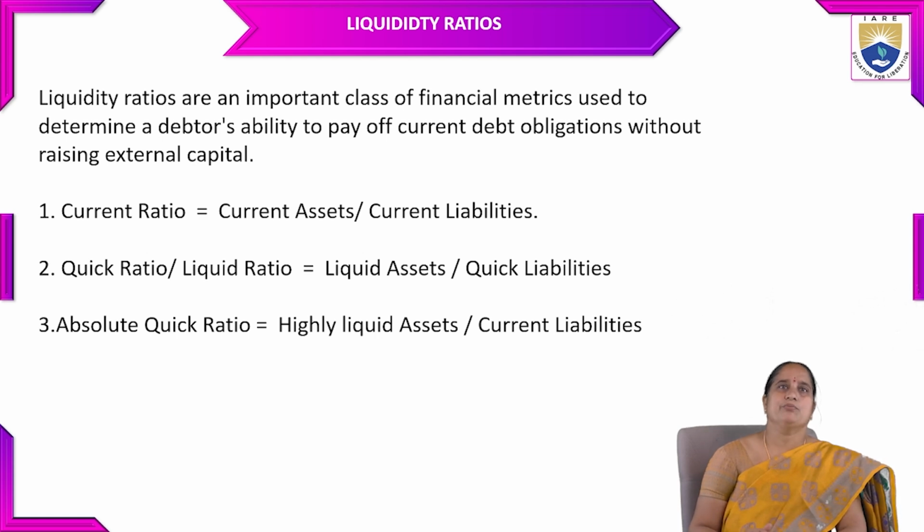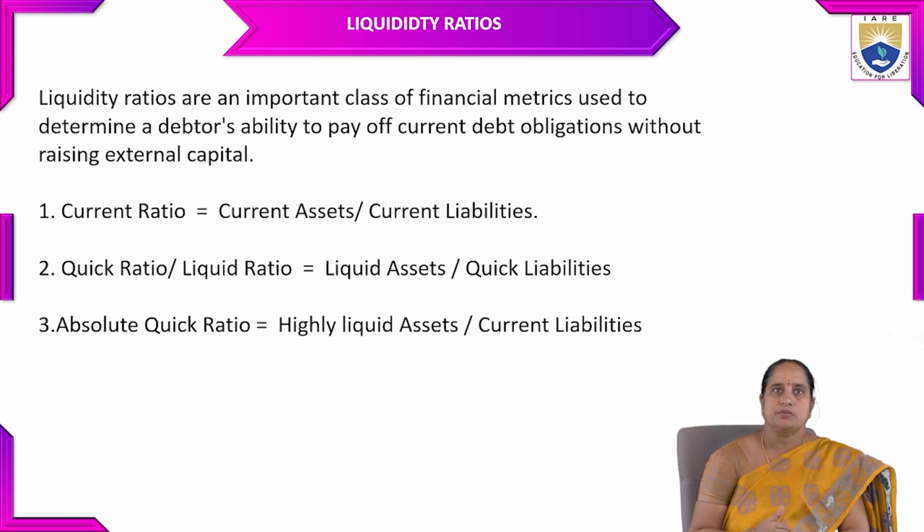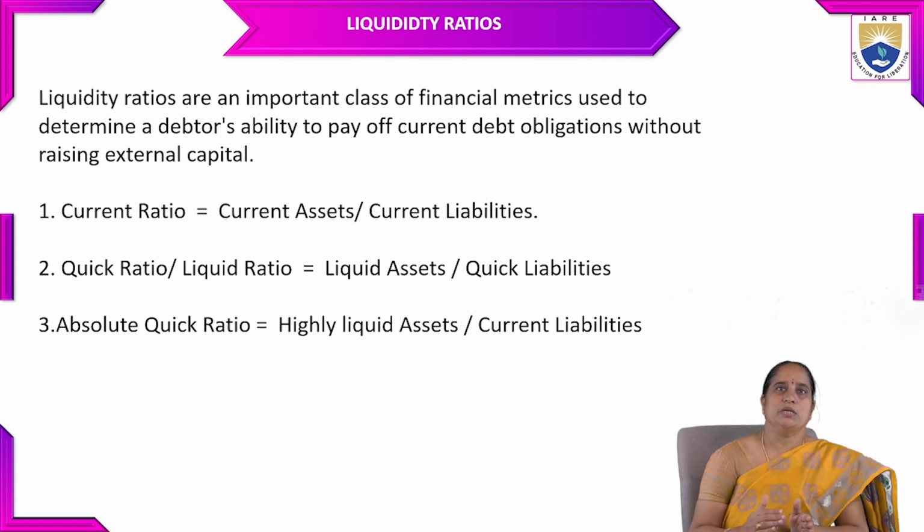Coming to the first one, liquidity ratios. These ratios are an important class of financial metrics which are used to determine a debtor's ability to pay off the current debt obligations without raising external capital. That can be assessed with the help of three ratios. One is current ratio, second quick ratio, third absolute quick ratio. The formula is: current ratio is equal to current assets by current liabilities. Current assets are those which are easily marketable, which can be easily convertible into liquid form.